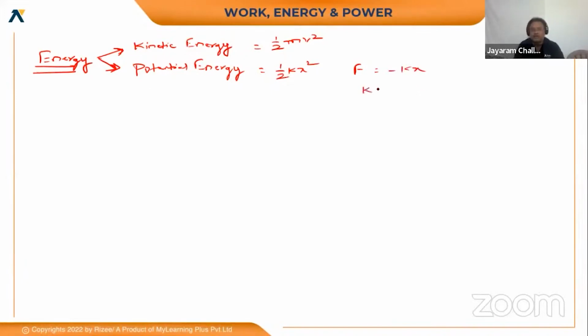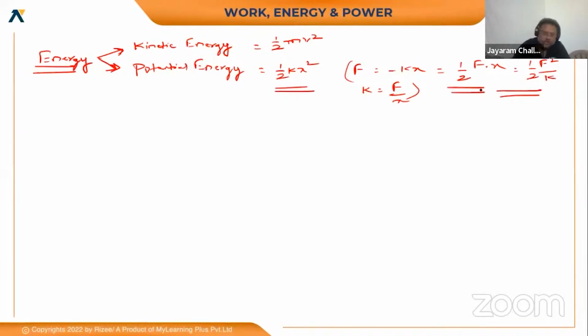If I replace k with F by x, then the same formula turns out to be half into F into x. Like that, I can also eliminate x and write it in terms of F and k. In that sense, it will be half F square by k. So depending upon the situation or availability, you can use any relation over here.